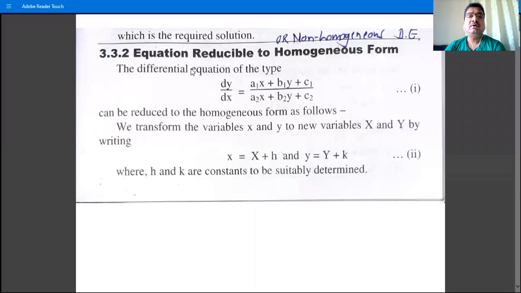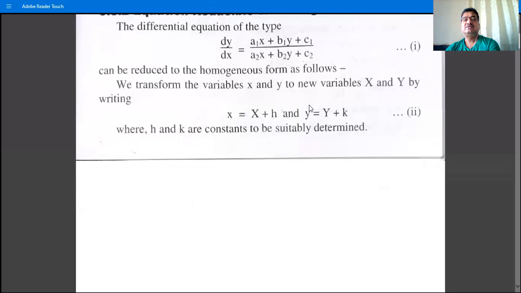So next type is what? Equation reducible to homogeneous form, or homogeneous differential equation, or it's also called non-homogeneous differential equation. The differential equation of this type: dy by dx is equal to a1x plus b1y plus c1 divided by a2x plus b2y plus c2. So in order to solve these examples, the method is what?